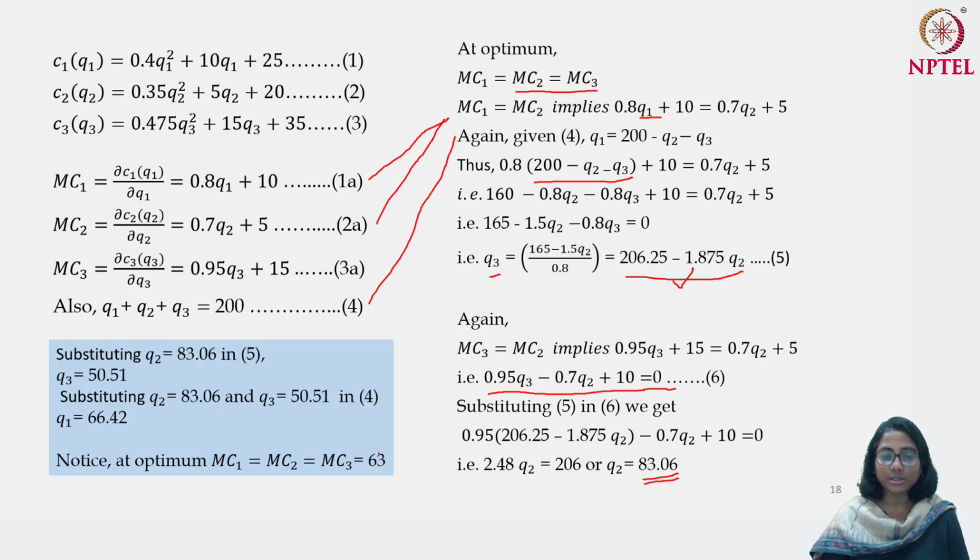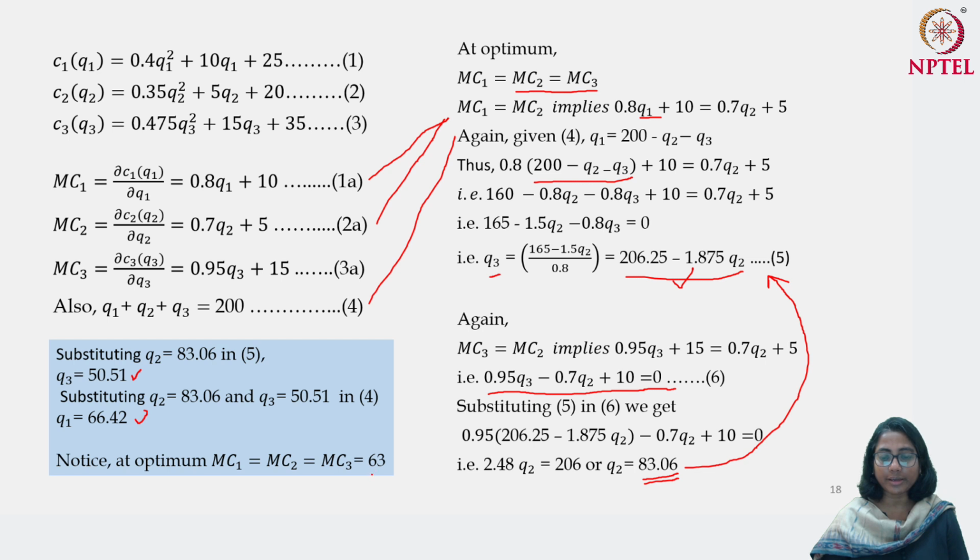Now you can substitute this Q2 in equation 5. So this is the value of Q2 you have. You simply go here and substitute. So you have 206.25 minus 1.875 multiplied by 83.06. This gives you Q3 equal to 50.51. Okay. So what I have now is Q2 equal to 83.06, Q3 equal to 50.51. I deduct both of them from the total of 200 to get Q1 equal to 66.42.